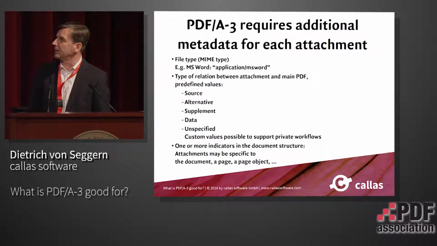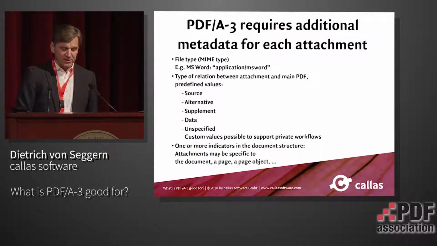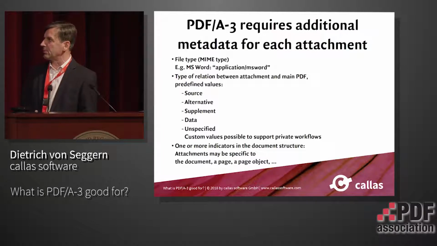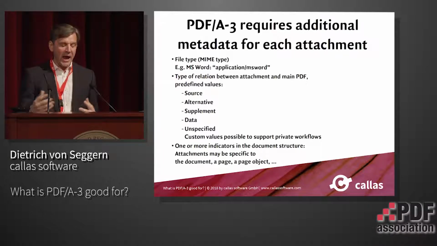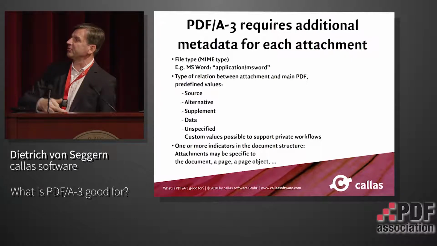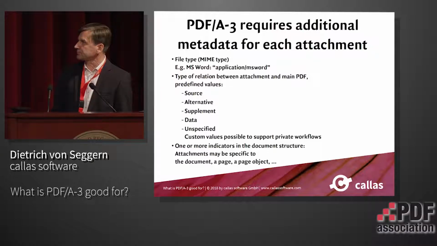And then you need to indicate the relationship between the attachment and the main file, and that is done by another metadata entry. PDF A3 even defines some of these values, so it could be a source, an alternative, a supplement. I have examples for that later on in this presentation. But you can also say the relationship is just unspecified.